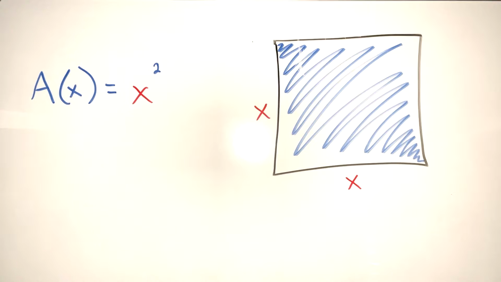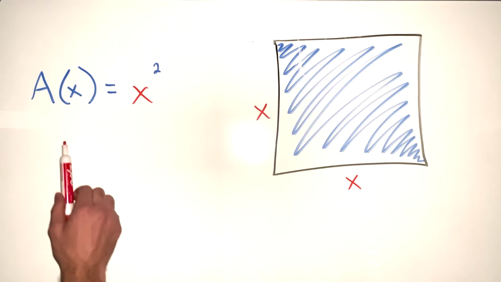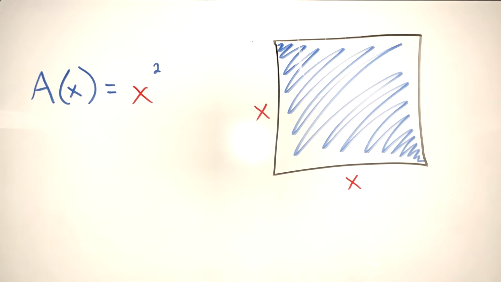On this board, I've drawn a square with side lengths of x. The area of this square is given by our function A of x equals x squared. We know that our input is the side length and our output is the area. Since the domain is the set of all possible inputs that produce a defined output, it is describing the possible side lengths. The only issue that we could have with the inputs is if they're negative.